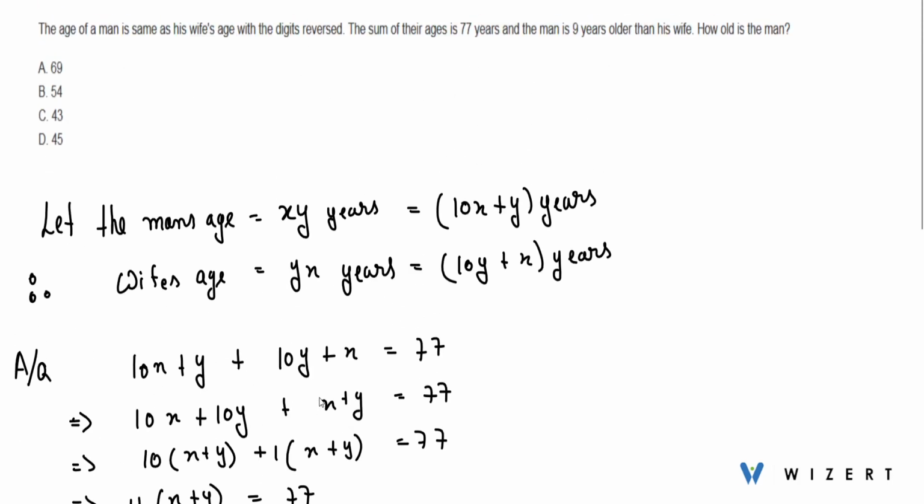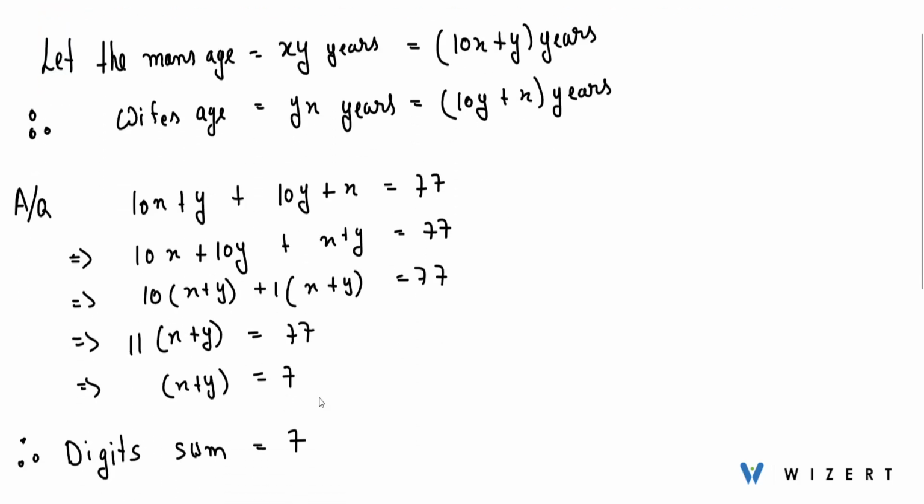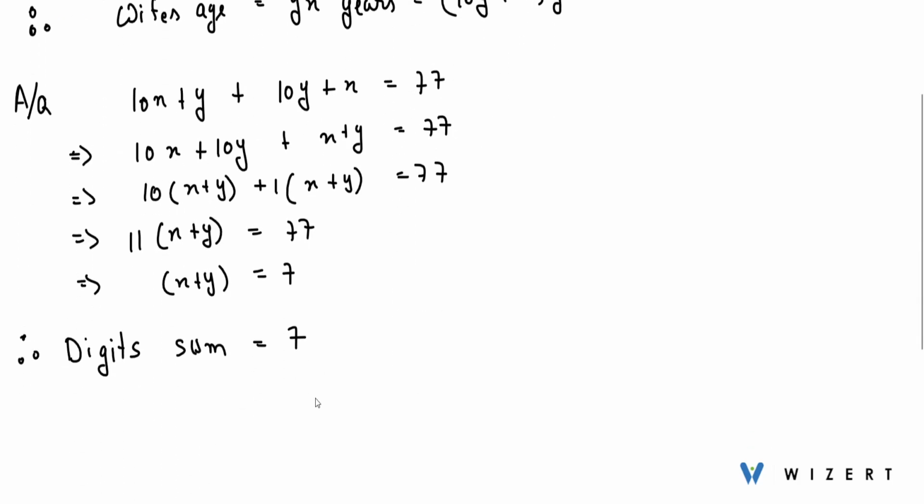Now let's check the options. Option A's digits are 6 and 9. The summation of 6 and 9 is 15, which is absolutely wrong. For option B we have 54, so 5 plus 4 is 9, which is again wrong. For option C we have 4 plus 3, which is 7, which is absolutely correct.